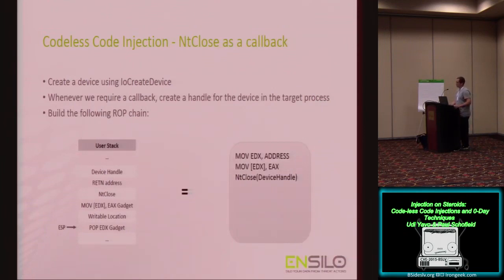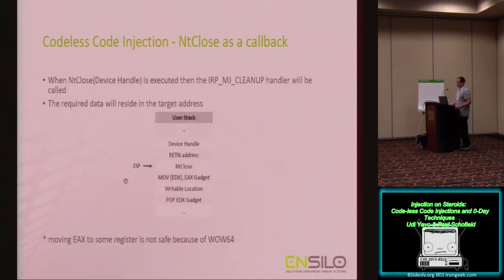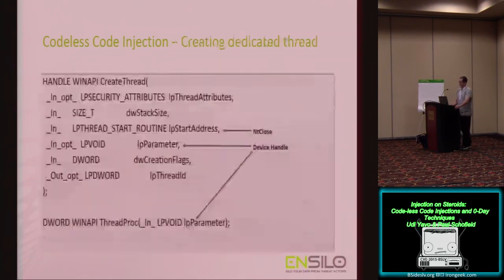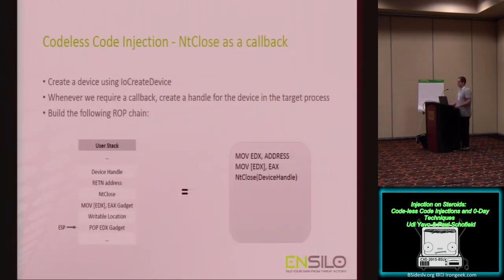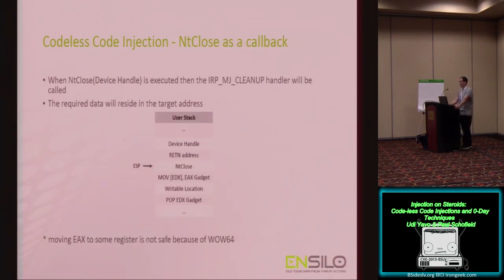So now let's move on to how to use the NtClose function to trigger callbacks back to our driver. So what we're going to do is to use a device object. We'll create a device file for the driver. And whenever we require a callback, we'll just create a new handle in the target process and build a rope chain that will eventually close that handle. Now, once the handle is closed, what's going to happen is that an IRP will be generated and the cleanup handler of our driver will be called. I forgot to say, we first save the value we need somewhere in user mode, so it won't be destroyed. And then when the callback is triggered, we get this value and act accordingly.